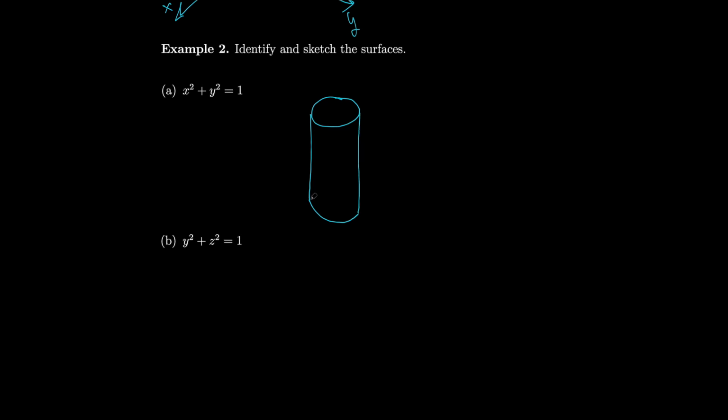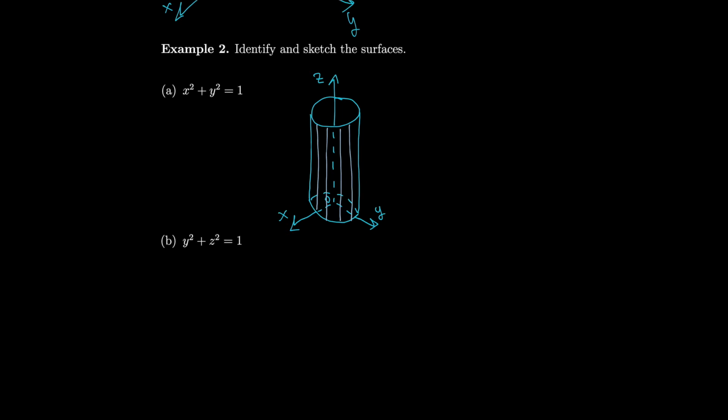I think my drawings get worse and worse. So it looks something like this, and I'll throw in a z-axis, and I'll throw in a y-axis, and an x-axis. There's the origin. And notice we can draw rulings. In this case, all of the rulings are parallel to the z-axis.